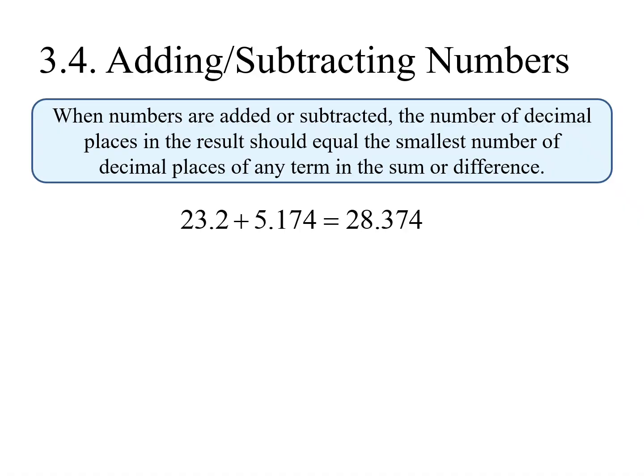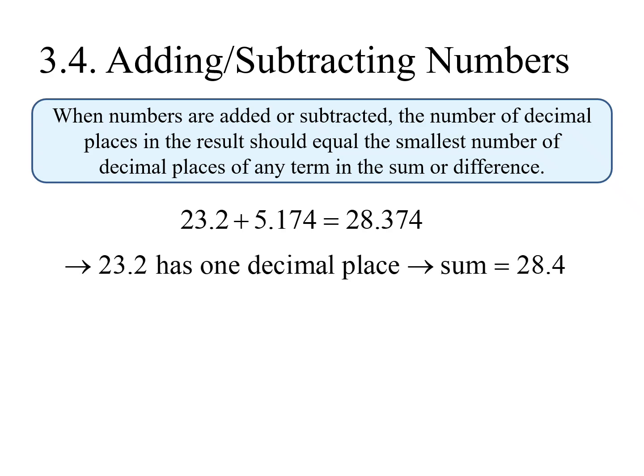Now, if you look at this example, we have 23.2 plus 5.174. Now, if you add this up, we get 28.374. Now, here 23.2 has only one decimal place. So, in our final answer, we should only have one decimal place. So, the correct answer, if we round this up, will be 28.4. As you can see here, 28.374. So, after this 3, we have 7. So, we can round it up as 28.4.